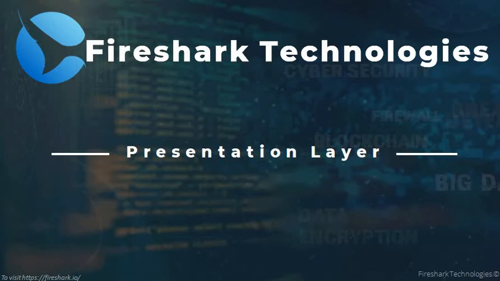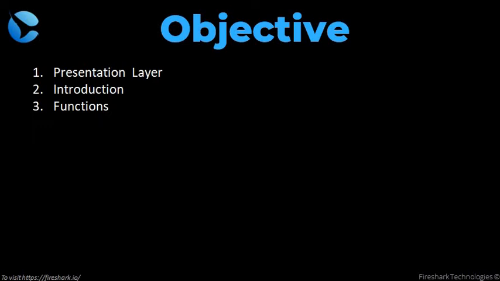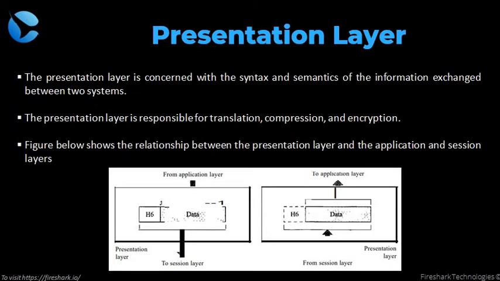Today we will discuss the presentation layer, which is the seventh layer of the OSI model. In our previous lectures, we have already discussed the sixth layer of the OSI model. Now, presentation layer. These are the objectives that we will cover.